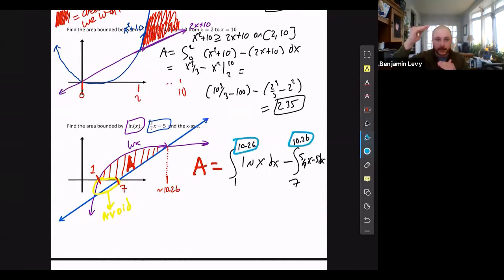The top bound stays the same, right? Because we're sweeping across that whole area, but the bottom bound changed, because we don't want that first part. So in other words, when the x-axis gets involved, it just takes a little bit more time to think about. And some of them in the homework involve the x-axis.